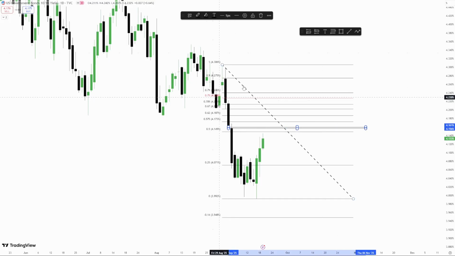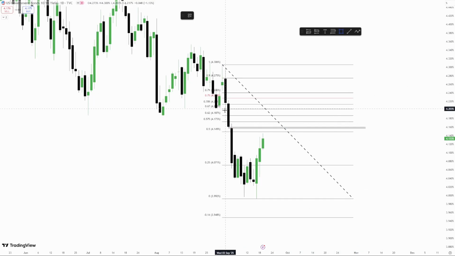And then we have a couple of arrays within this area, this fair value gap right here, which could be an area that price could reject off of. However, I wouldn't be too concerned on looking at any reversals as of yet.